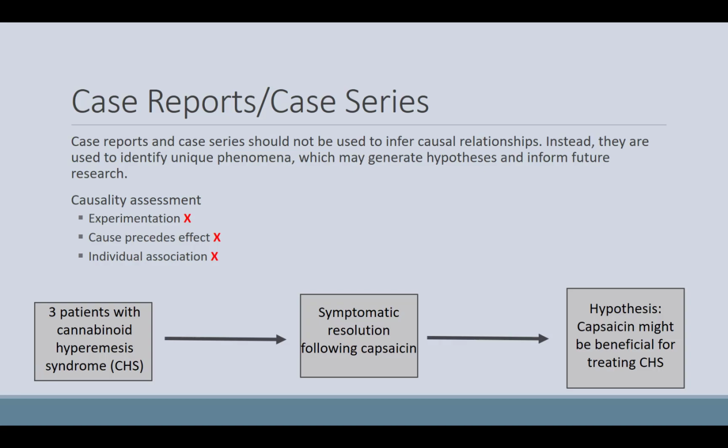From our clinical dilemma, you might say, oh, I saw 3 patients with the syndrome known as cannabinoid hyperemesis syndrome, or CHS. I treated them all with capsaicin, and they all resolved. So you hypothesize that capsaicin might be beneficial for treating CHS. You do not say that all patients should receive capsaicin because there's a causal relationship. You simply say this is a hypothesis and further research must be done.